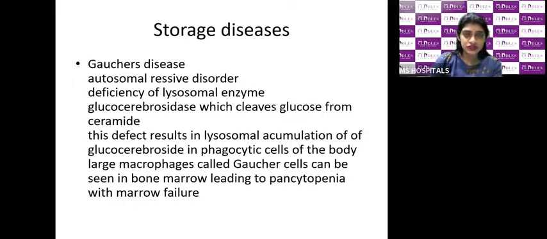Storage diseases: Gaucher's disease is an autosomal recessive disorder with deficiency of the lysosomal enzyme glucocerebrosidase, which cleaves glucose from ceramide. This defect results in lysosomal accumulation of glucocerebroside in phagocytic cells of the body. Large macrophages called Gaucher's cells can be seen in bone marrow, leading to pancytopenia with marrow failure.